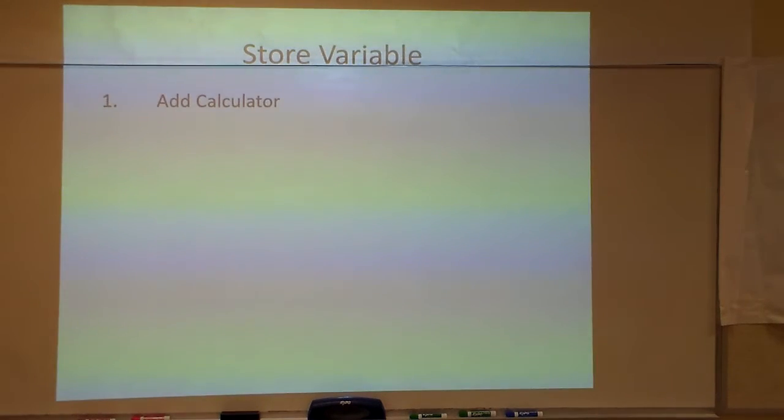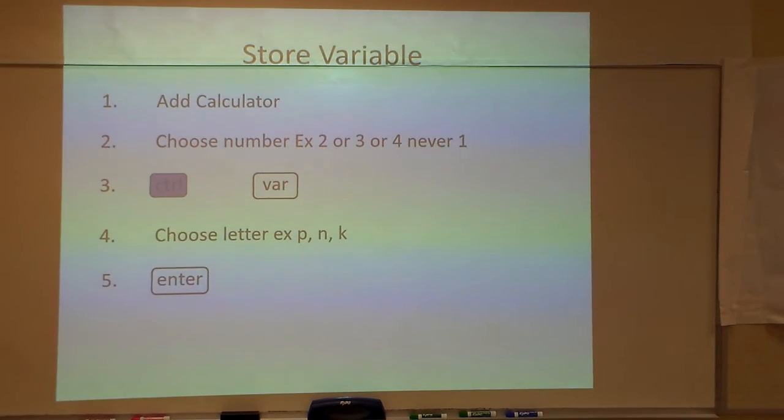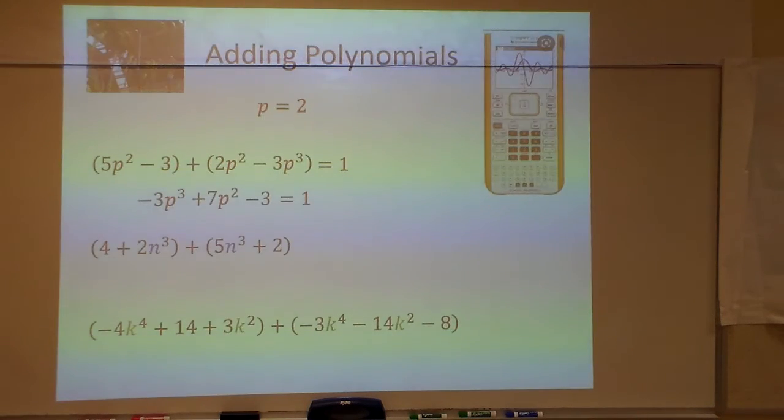Now I'm going to do a store variable. Go to add calculator, choose a number. You always want to use a positive number. Never start with 1. Use 2 or 3 or 4. Control variable to store it. Then choose the letter you want. Enter. Then you type in your expression using that variable to get that particular answer. And you have to do both questions to see if it works out.